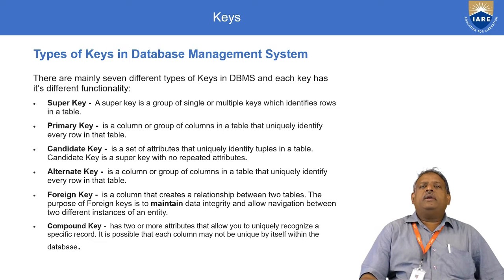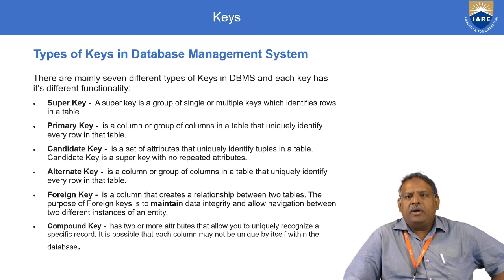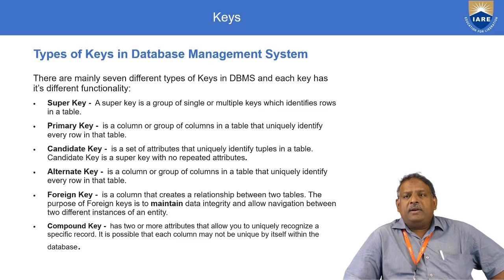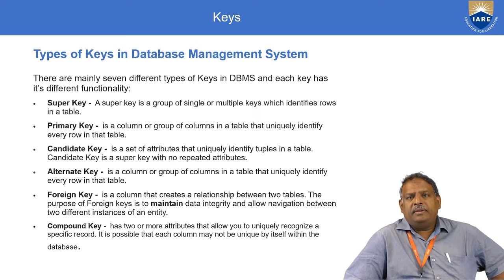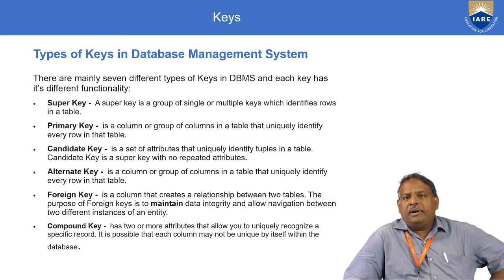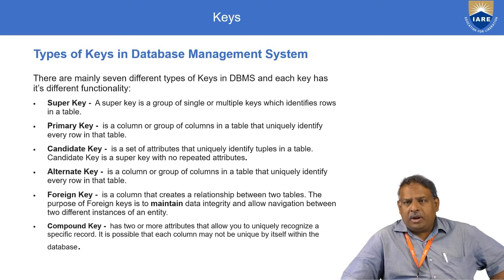Next is the alternate key. An alternate key is a column or group of columns in a table that uniquely identifies each row in the table. It is similar to the primary key. We will see the difference between these two at a later stage. Then the foreign key. A foreign key is a column that creates a relationship between two tables.